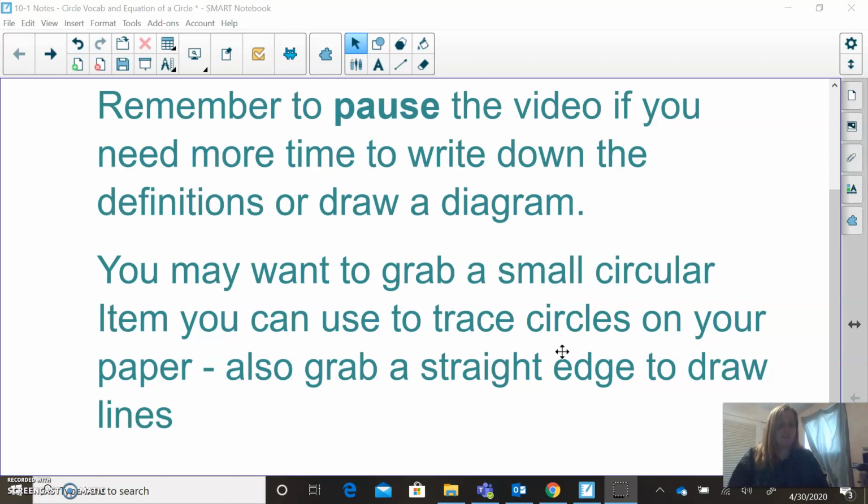And then, like I said, for a straight edge, if you have a ruler, awesome. If not, you can use the edge of the composition book, or anything straight. I happen to have a stapler, so you can use a stapler and do that. Okay, so just a straight edge and a circle.